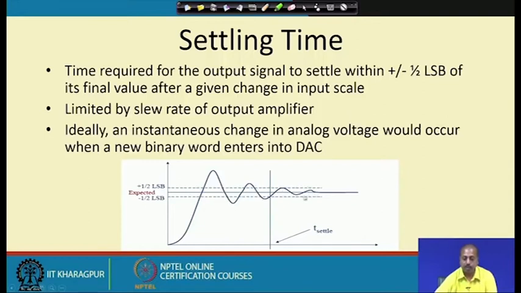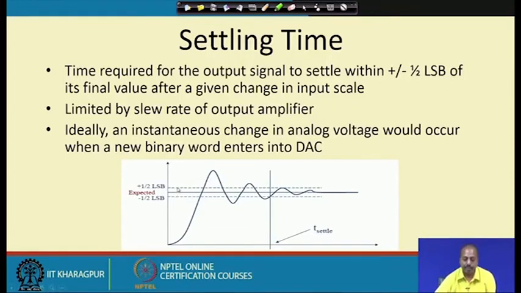So, after some time it settles to the value. So, if this is the amount of change, that is the Vref divided by this LSB voltage change. So, this is the plus half LSB and minus half LSB change. So, whatever be the difference in these two voltages, from your DAC circuit that we have, we can compute what will be the analog voltage change. So, if we go from minus half LSB to plus half LSB, that is 1 LSB change.